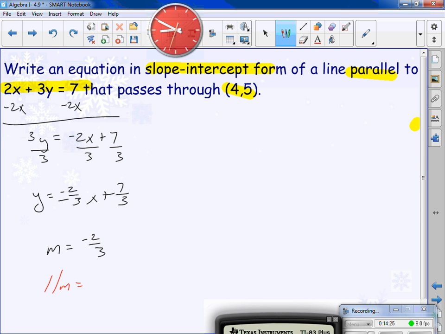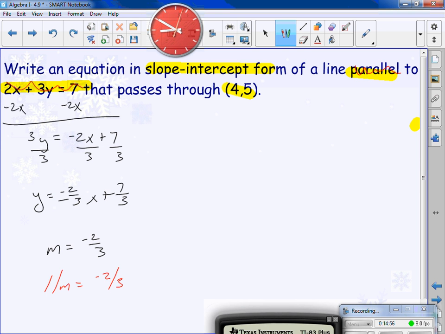What's my parallel slope? Negative 2/3. You need to remember parallel means they're identical. So now I'm done with the whole idea of being parallel. So I'm done with this, done with this. Here's a point, here's a slope. What do you think I should probably do? Here's a point, here's slope.